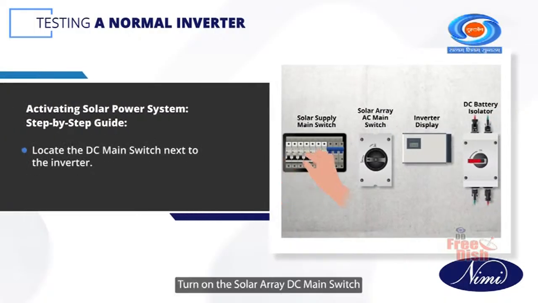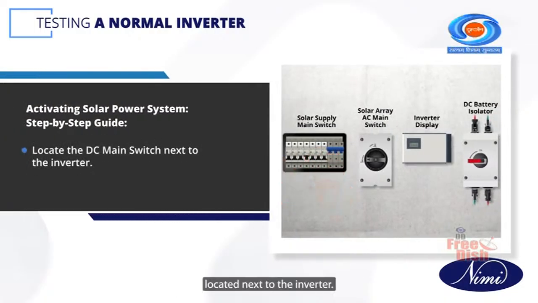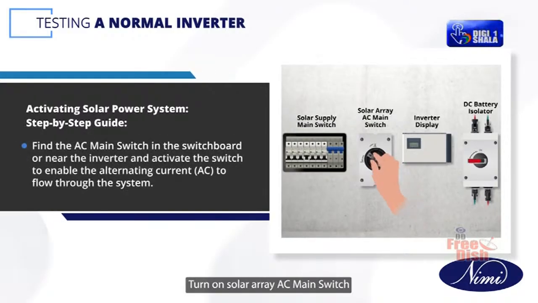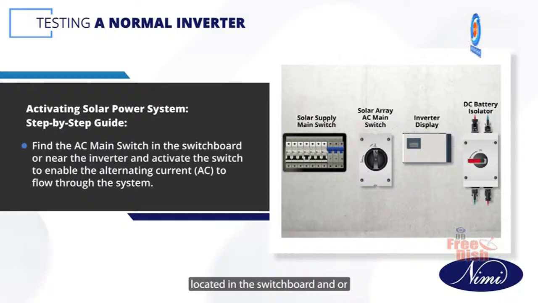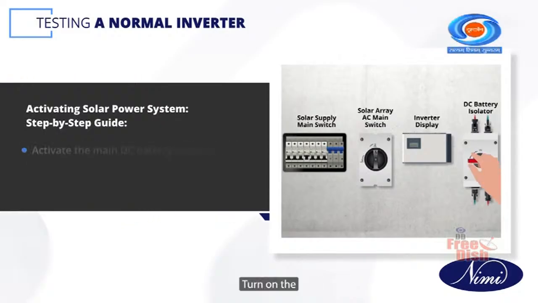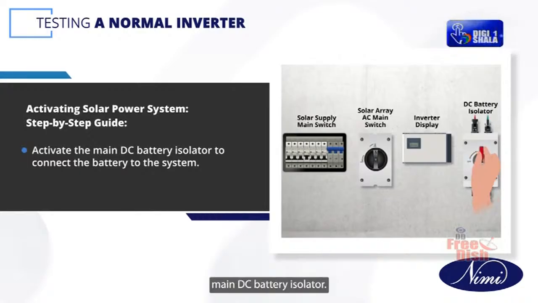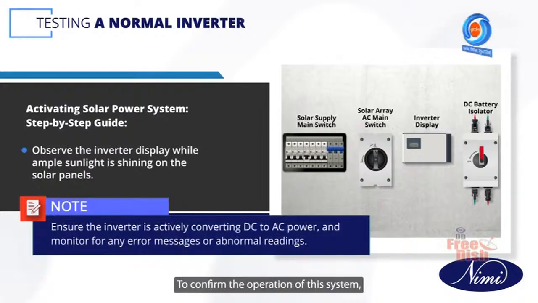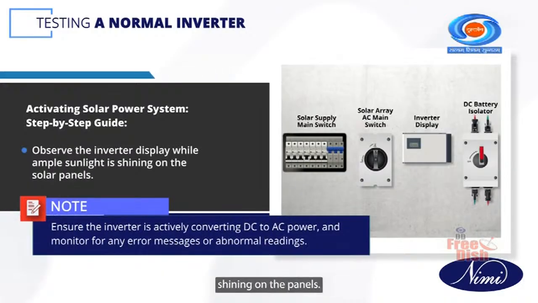Turn on the solar array DC main switch located next to the inverter. Turn on solar array AC main switch located in the switchboard and or next to the inverter. Turn on the main DC battery isolator. To confirm the operation of the system, check inverter display while full sun is shining on the panels.